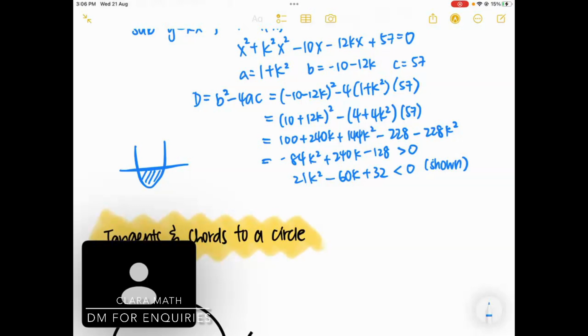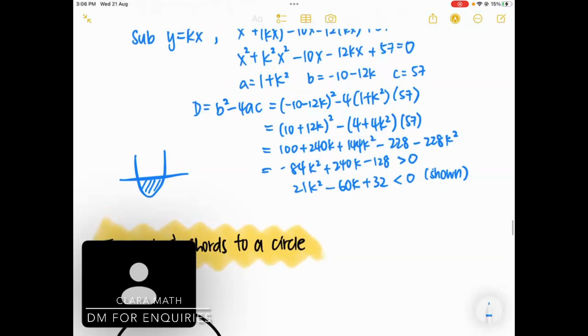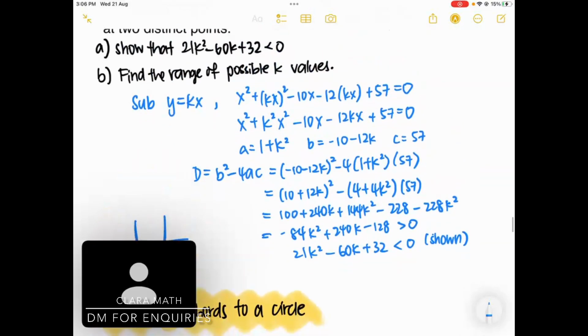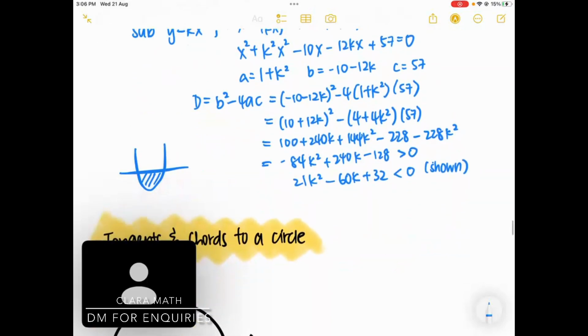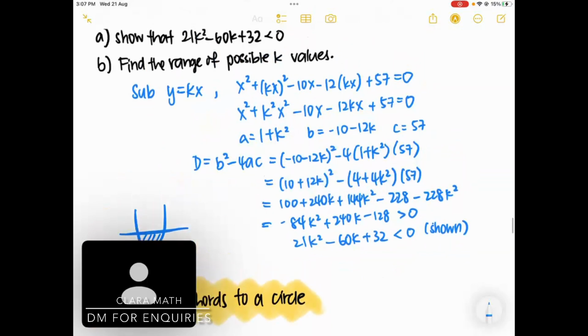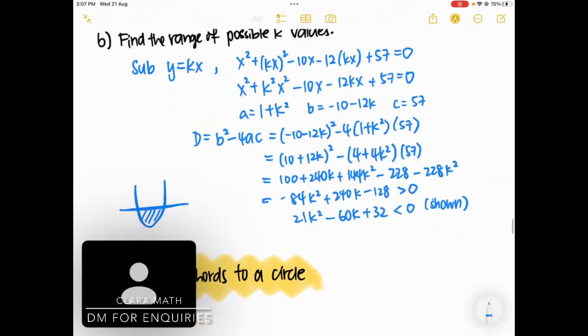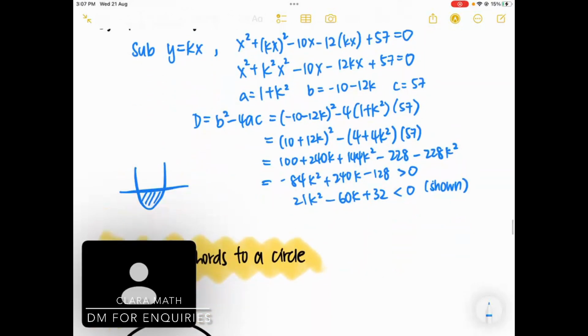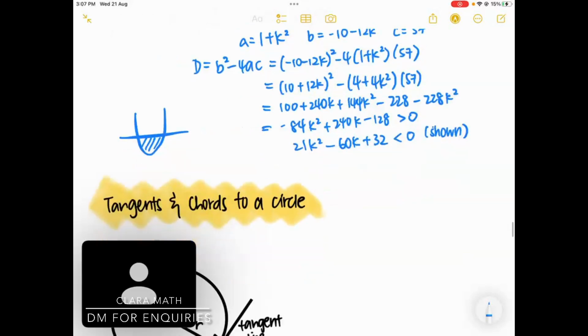21, minus 60 and 32. Okay, but they are decimals. Let me check. Part A is correct. Okay, try again. 21, minus 60 and 32. Yeah, okay, they are decimals. So I can still do decimals because they just say find the range of possible k values. Or do I? It's better if I find the exact number.